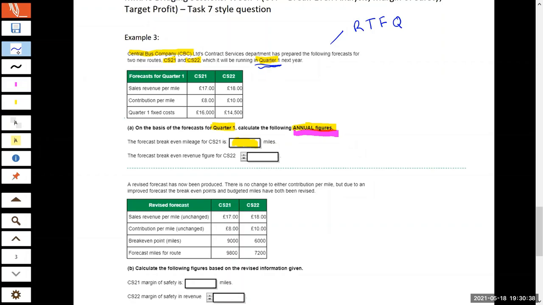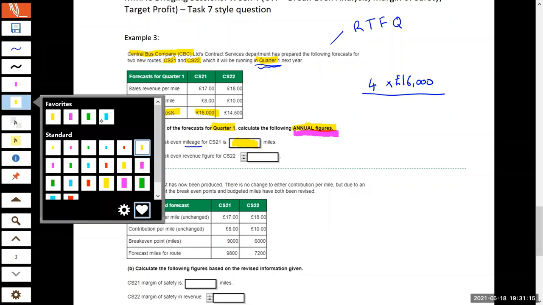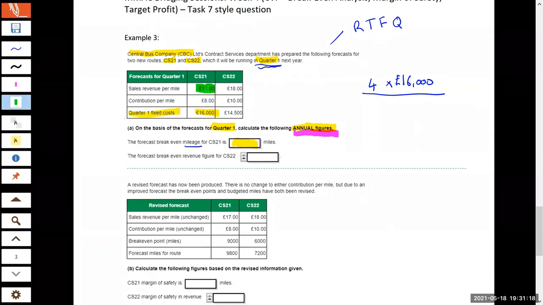So the question is to calculate the break-even mileage. What we need to do is work out the point at which we get back to zero. If the fixed costs in quarter one are 16,000, the costs for the year are going to be 4 times 16,000. And at what rate are we going up that graph? Well, we know the sales revenue given here is £17 per mile. Actually, they've given the contribution there anyway, as 8.